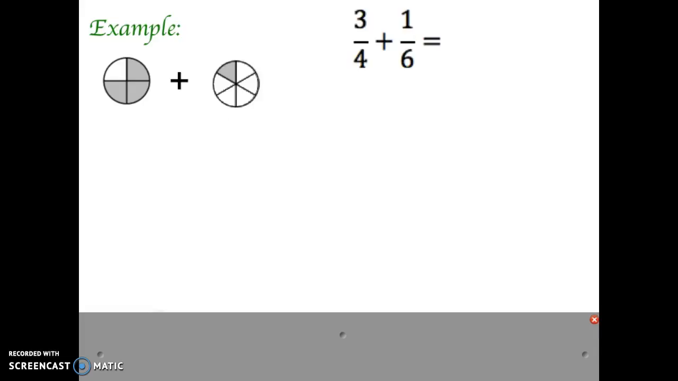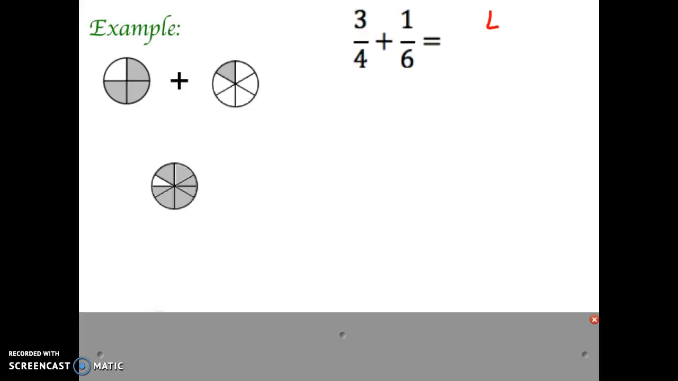Let's try another example. Here we got 3/4 plus 1/6. So the circle on the left is broken into 4 equal sections. Circle on the right is broken into 6 sections. If we take and put these together, notice, if you look carefully, these are not broken into equal parts when we look at it. So we're going to have to find a common denominator.